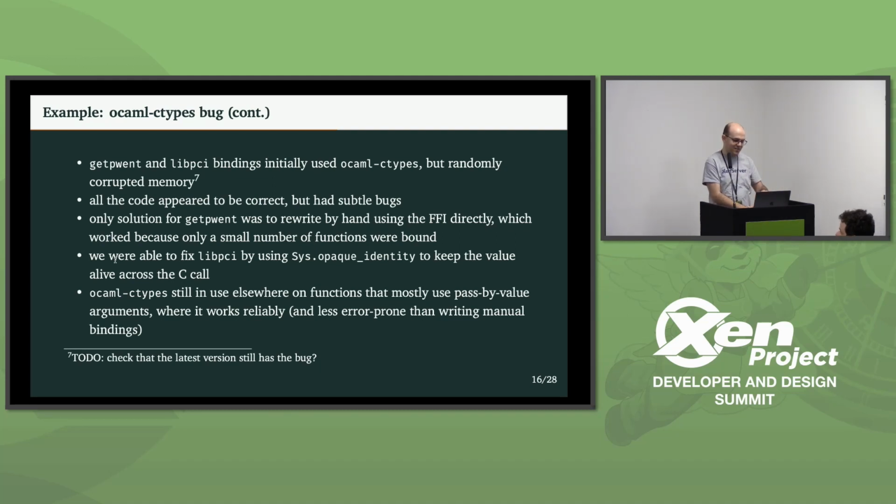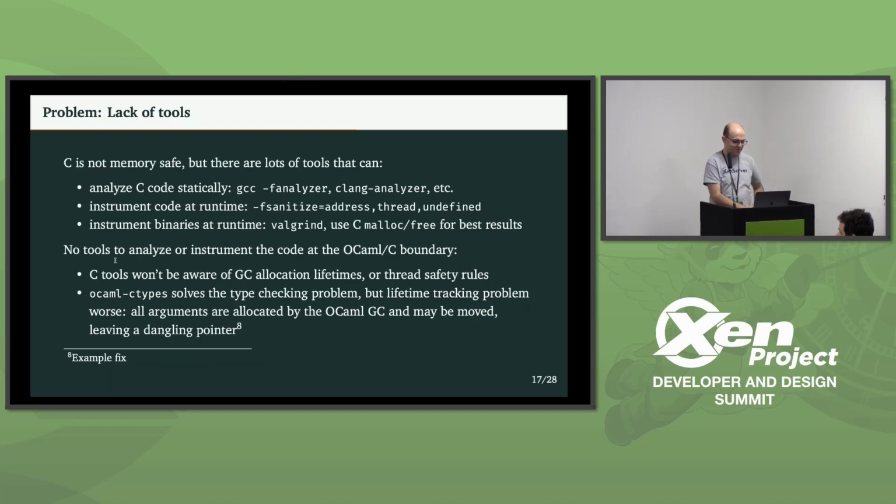So there are more details on the slides about C types. I'm going to skip over them because I want to focus a bit more on the tooling, right? Because on the C side, you have all these tools. So you have GCC analyzer, Clang analyzer, sanitizers, valgrind. You can run valgrind on the OCaml program, but it won't tell you much because it doesn't use malloc free for each allocation, and you won't catch as many bugs, right?